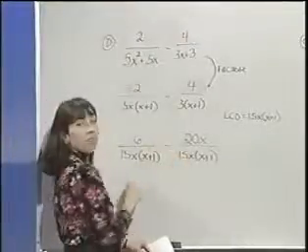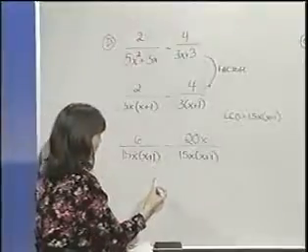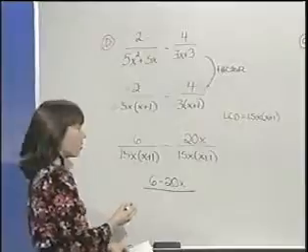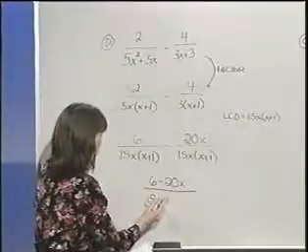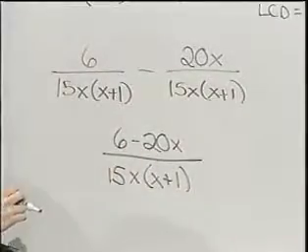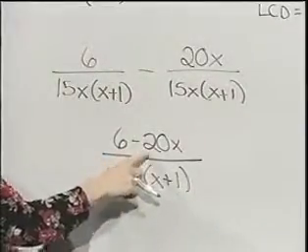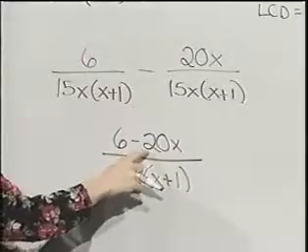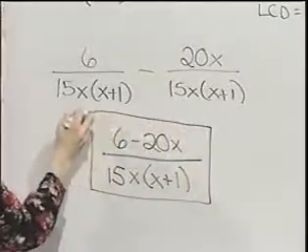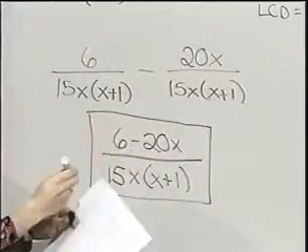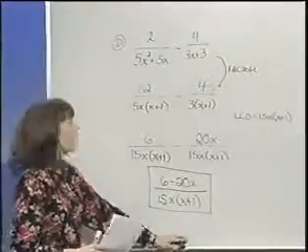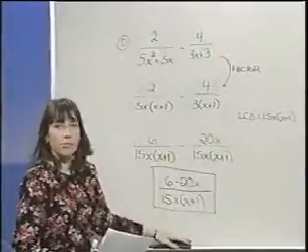All right, put together our numerator. So we've got 6 minus 20x all over 15x times x plus 1. Can we reduce any farther? Well, we could factor out a 2, because 2 goes into both of these, but that won't cancel. So I'll just leave it just like this. Some people, again, might like to put the negative 20x in front of the 6, but this is fine. See how easy that was? Once you remember to factor your denominator, everything falls into place.